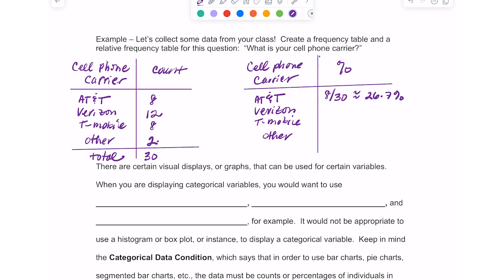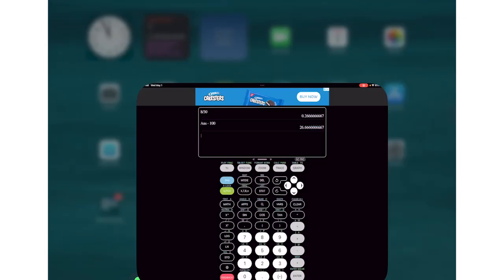And you would do that for each of these. So we know T-Mobile is going to be the same because that's still 8, so that's 26.7%. And then I've got the 12 and the 2. So I need to convert those.